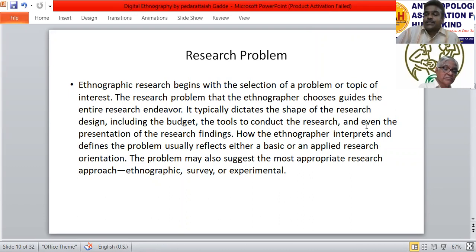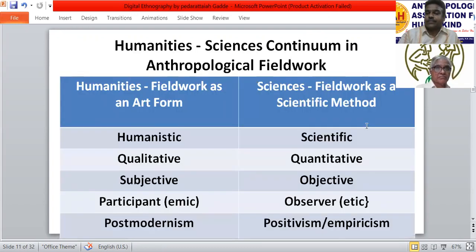The problem may also suggest the most appropriate research approach: ethnographic, survey, or experimental. The research problem plays a vital role in developing the tools and techniques and methods and all these things.